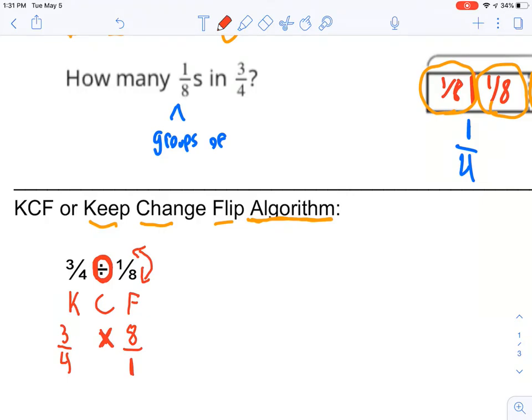And what is this going to equal? Well, how can we multiply fractions? Well, you should already know that multiplying fractions means that you go straight across.